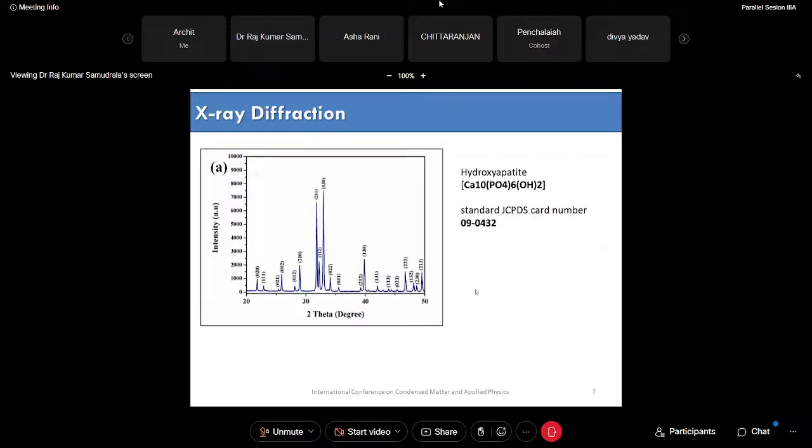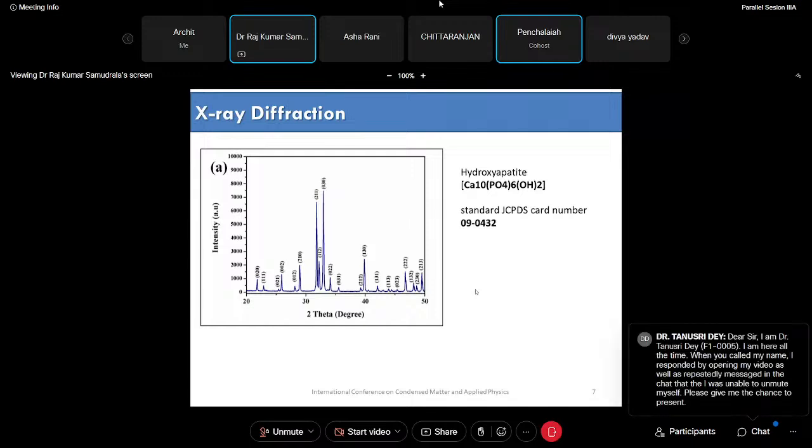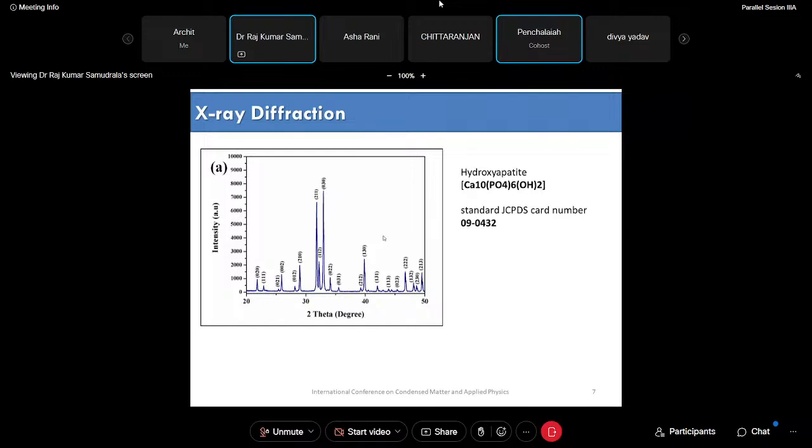And this is the diffraction pattern of the prepared material. These peaks were indexed, and they match the standard JCPDS data of synthetic hydroxyapatite. From this, XRD confirms that the material prepared from fish bone resembles hydroxyapatite.